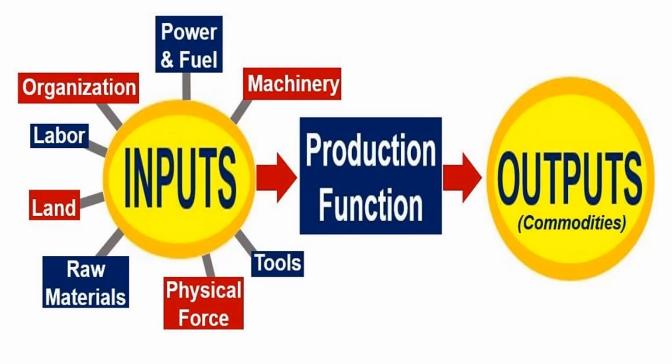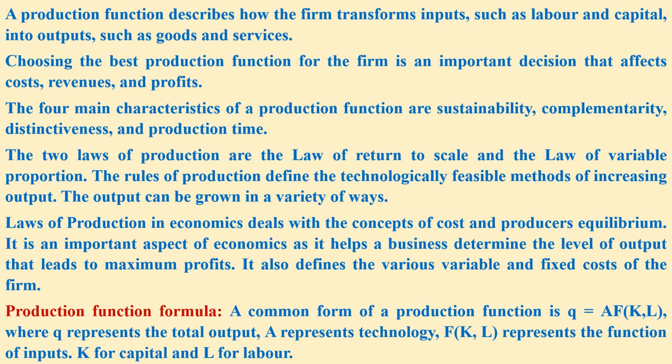The diagram clearly explains various factors of production and the output. A production function describes how the firm transforms inputs, such as labor and capital, into outputs, such as goods and services. Choosing the best production function for the firm is an important decision that affects costs, revenues, and profits. The four main characteristics of a production function are sustainability, complementarity, distinctiveness, and production time. The two laws of production are the law of return to scale and the law of variable proportion.